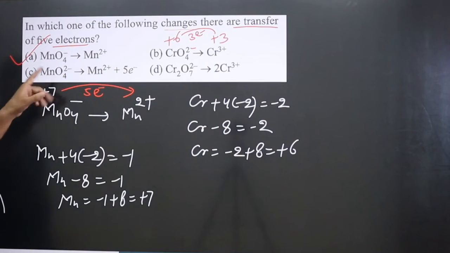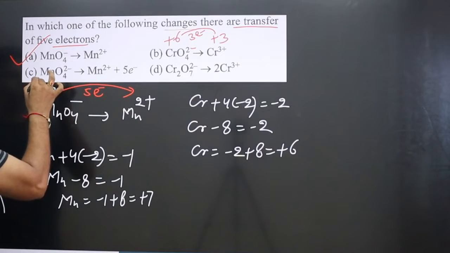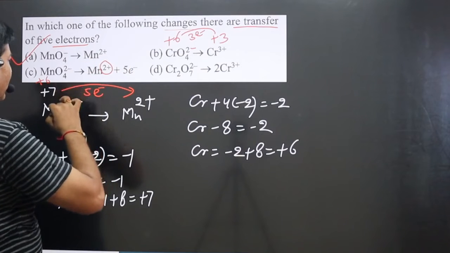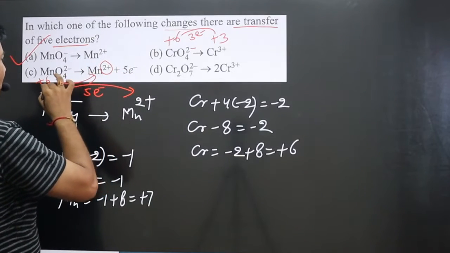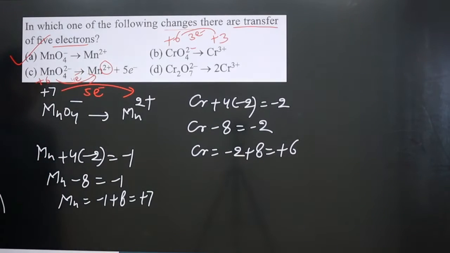If you calculate for the C option, MnO4 2 minus, 4 times 2 is 8 minus, 2 is there. Manganese is present in plus 6 oxidation number. On the other side it is present in plus 2 oxidation number. The difference in oxidation number is 6 minus 2, which is 4 electrons. Then it is also not the correct option.